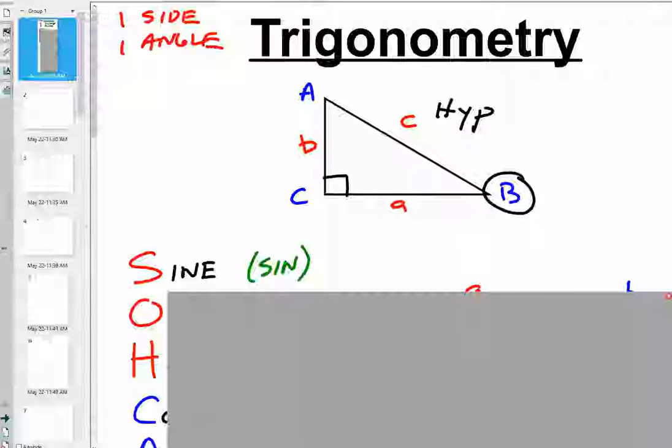Which leg is opposite of the capital B? What is across from it? What is the one side in the triangle that does not touch? Yeah, the little b. So that would be the opposite leg in this case, which would mean that a would be the adjacent leg. It's the leg that it touches.